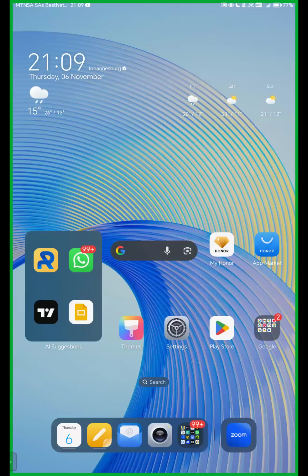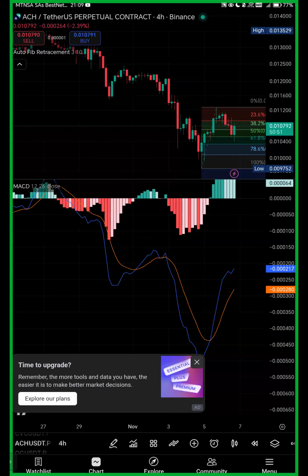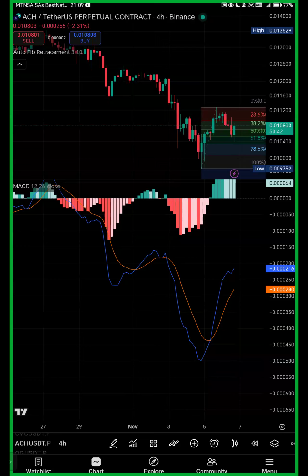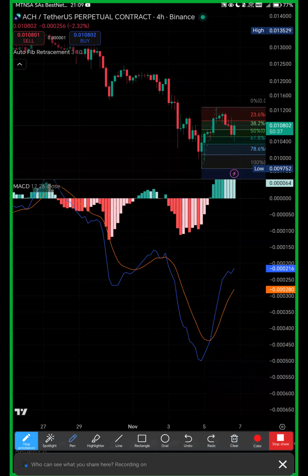Okay. Let me come back to TradingView. Then I'm going to finish with the histograms. Okay, so let me repeat a little bit. We do have two lines here. First of all, the blue line, which is representing the MACD line. The orange line is the signal line.